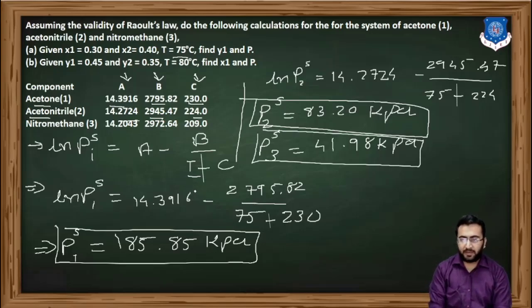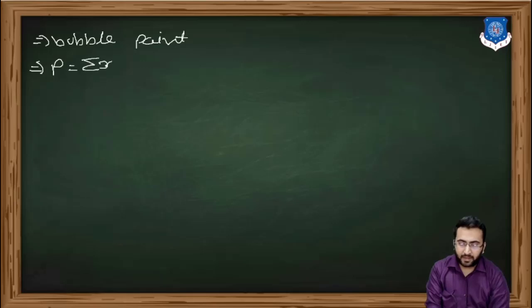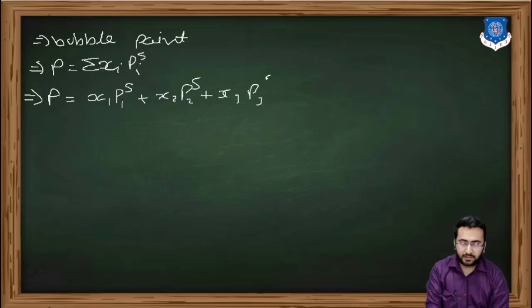Now using these values of P1, P2 and P3, we can find y1 and P. Here the value of x is given, so we have to use the bubble point calculation. The bubble point calculation for Raoult's law is given by P is equal to summation of xi Pi saturated. But this is a ternary mixture, so this equation becomes P is equal to x1 P1 saturated plus x2 P2 saturated plus x3 P3 saturated.